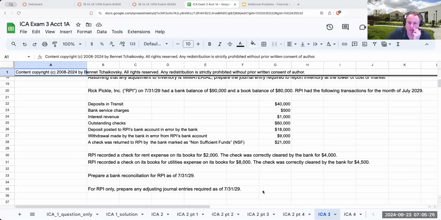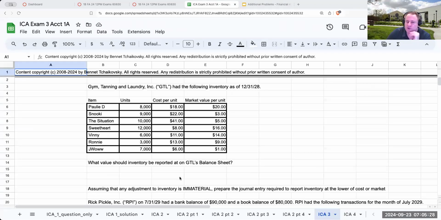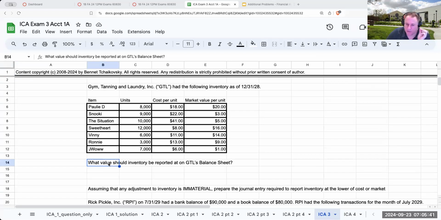Okay, so coming over here, we have Gym, Tanning, and Laundry had the following inventory as of December 31st, 2028. And we're basically being asked what value should inventory be reported on GTL's balance sheet.